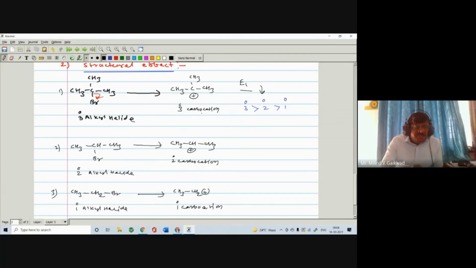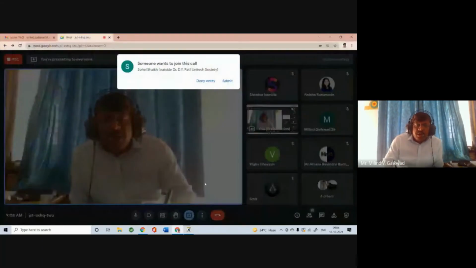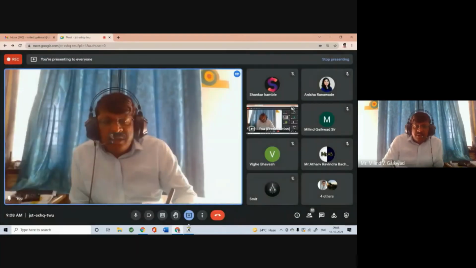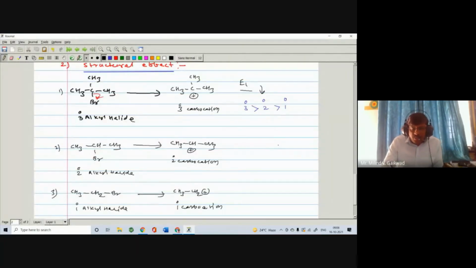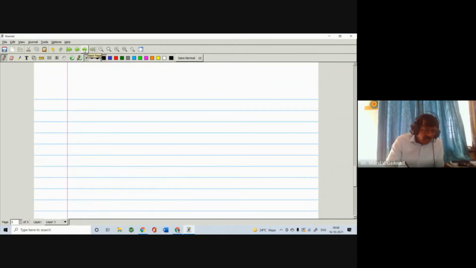In the E2 mechanism, there is no rearrangement because bond breaking and bond forming take place simultaneously. So there is no scope for rearrangement in the E2 mechanism. But in E1, if the structure permits, it may undergo rearrangement and give the corresponding product. Let us see how this rearrangement gives a new compound in the E1 mechanism. So the next evidence for the mechanism is a rearrangement.